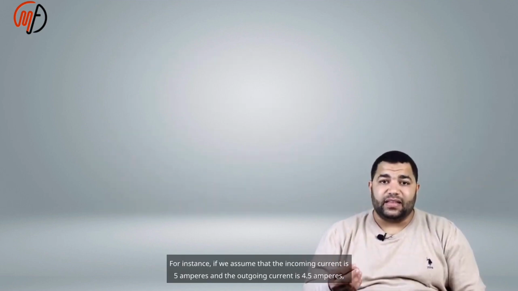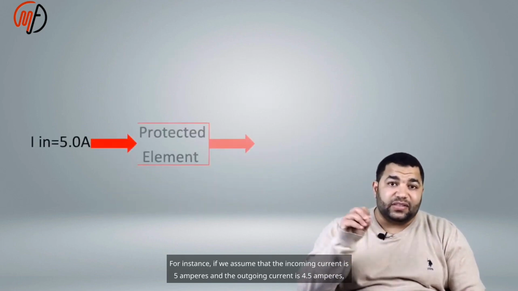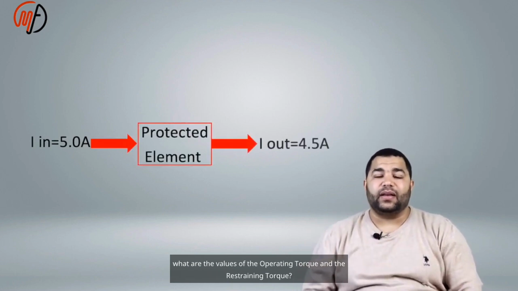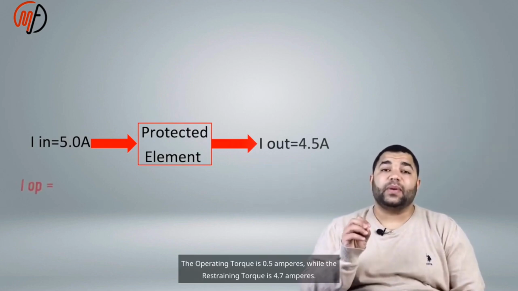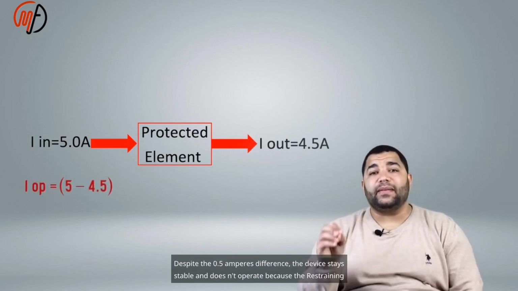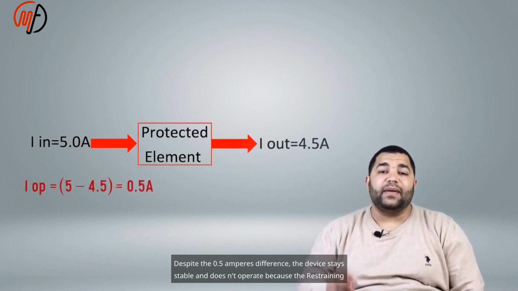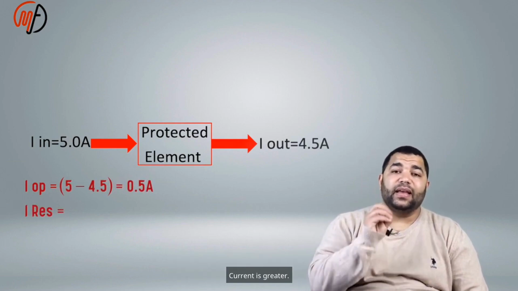For instance, if we assume that the incoming current is 5 amperes and the outgoing current is 4.5 amperes, what are the values of the operating torque and the restraining torque? The operating torque is 0.5 amperes, while the restraining torque is 4.7 amperes. Despite the 0.5 amperes difference, the device stays stable and doesn't operate because the restraining current is greater.